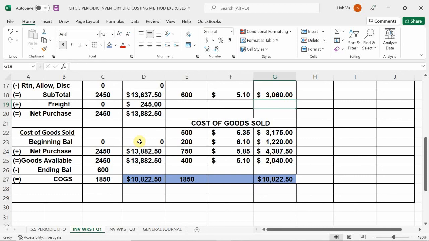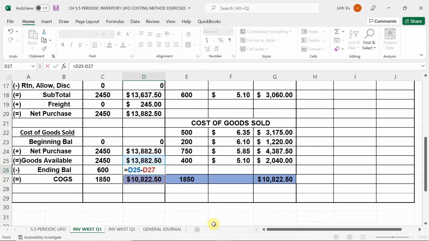So if you don't match my inventory worksheet, or if you don't match the answers that I get, then you did something wrong. Okay? So in this case, I could simply take my goods available of $13,882.50, subtract my $10,822.50, and get the same exact answer of that $3,060.